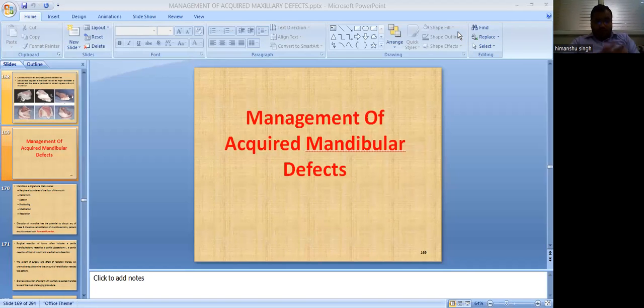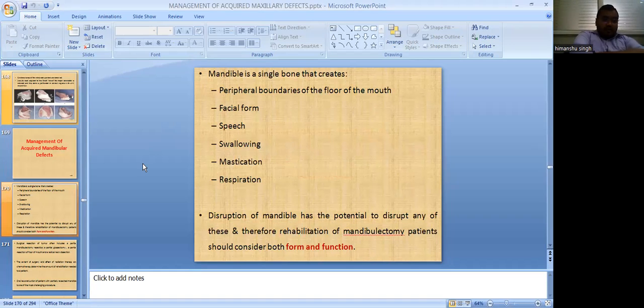So the topic of today is management of acquired mandibular defects. The mandible is a single bone that creates the peripheral boundaries of the floor of the mouth, facial form, speech, swallowing, mastication, and respiration. Disruption of the mandible has the potential to disrupt any of these, and therefore rehabilitation of a mandibular patient should consider both form and function.